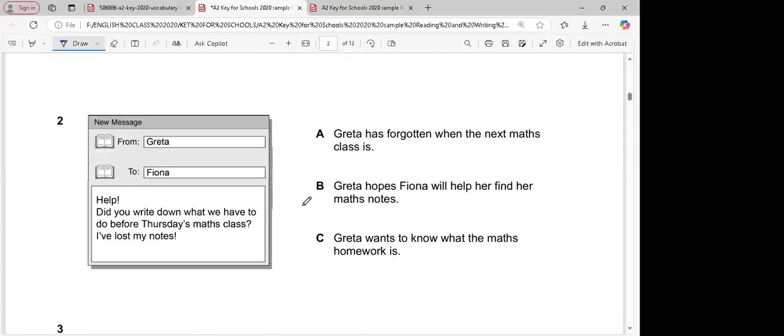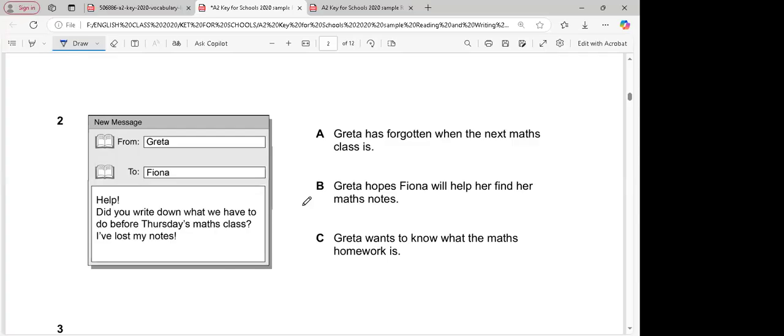Second one, I think Amy, you made this question wrong, right? Your answer is wrong. Yes, teacher. Can you read? Greta to Fiona. From Greta to Fiona: Hey, did you write down what we have to do before Thursday's maths class? I've lost my notes.